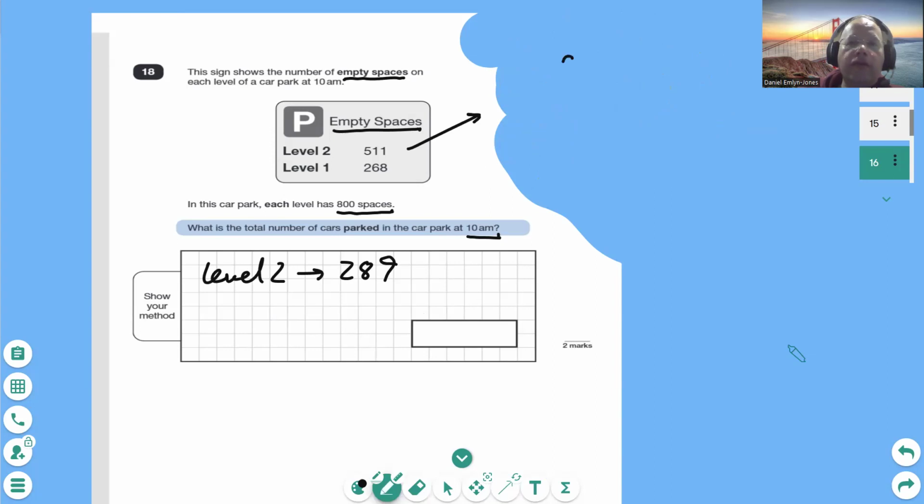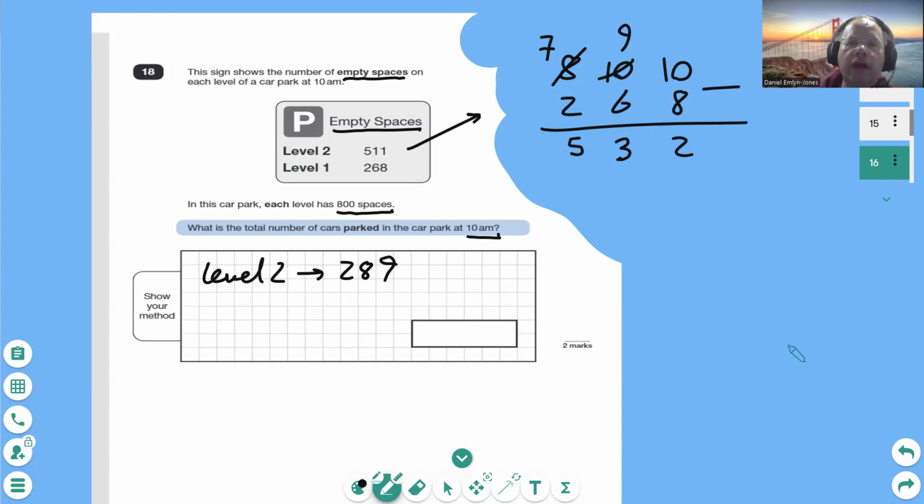We get 800 minus 268. 8 is the only one that has the power to lend to those. So that's 10 minus 8 is 2. 9 minus 6 is going to be 3, isn't it? 7 minus 2 is 5. So level 1 is 5, 3, 2.